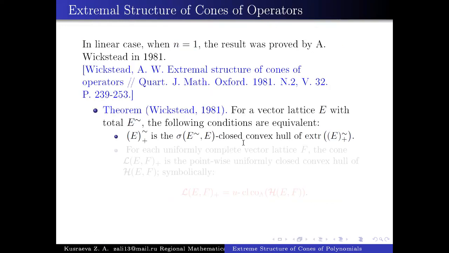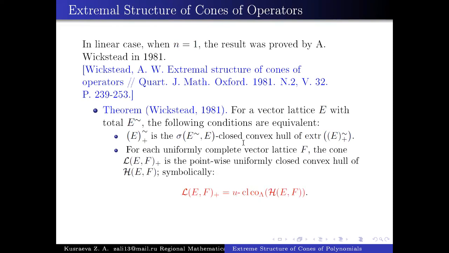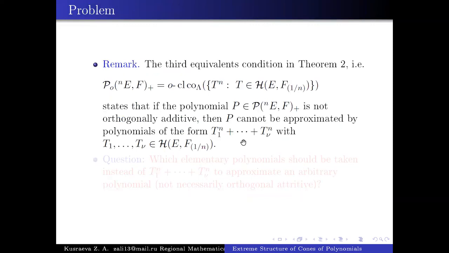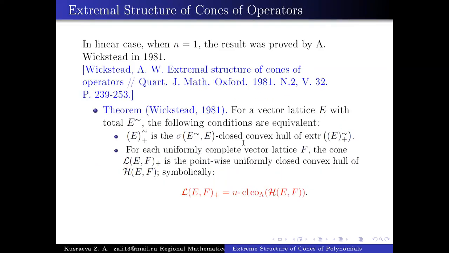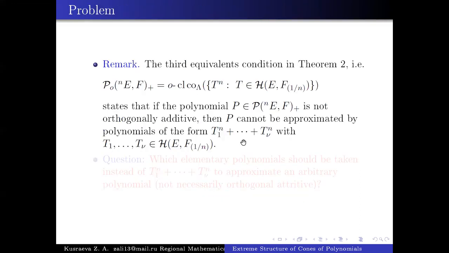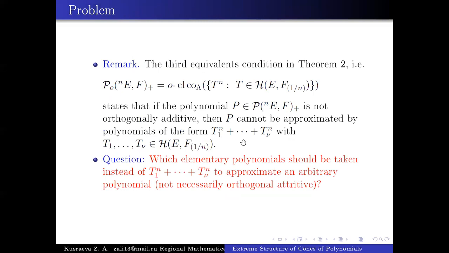I forgot to say that in the case when n is equal to 1, the result was obtained by Professor Anthony Wigstad in 1981. Here is the result, and a natural question arises. Again, a natural question: which elementary polynomial should be taken instead of sums of powers of lattice homomorphisms to approximate an arbitrary polynomial? So this is the question.